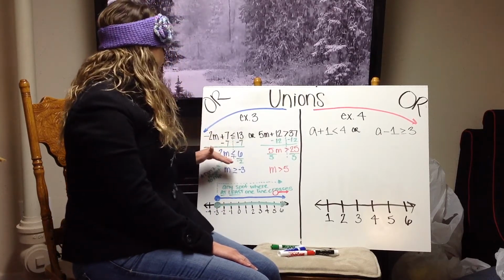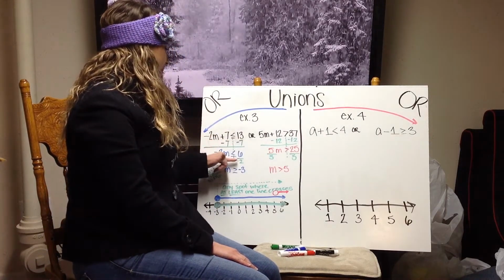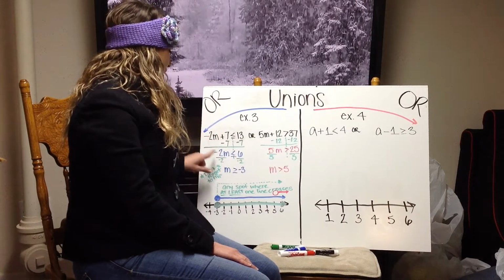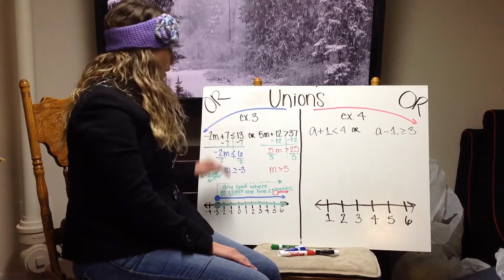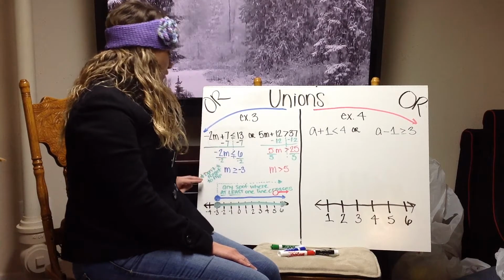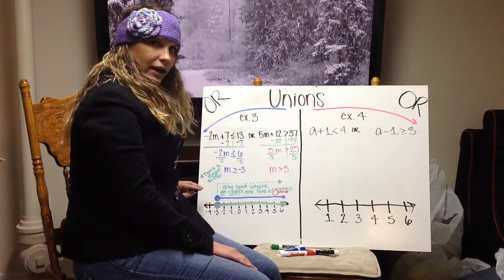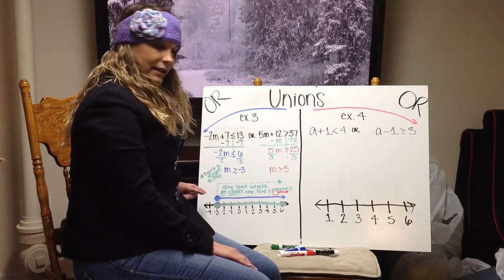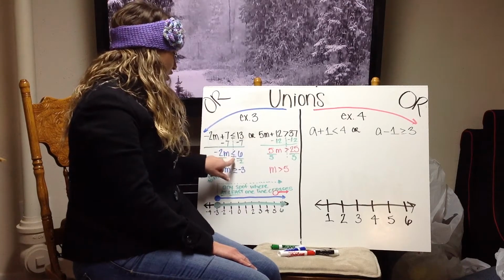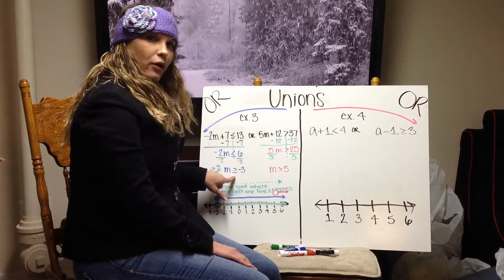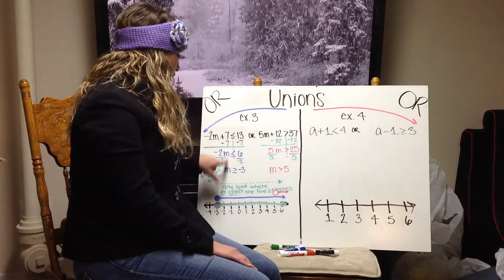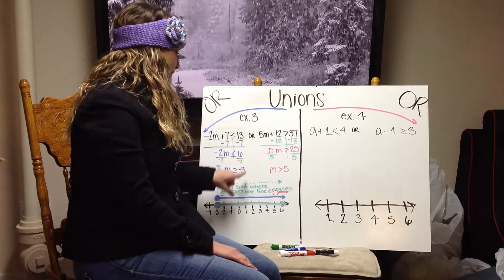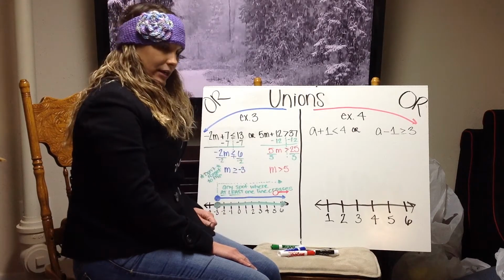So we're subtracting 7, and we're left with negative 2m is less than or equal to 6. Then we divide by that negative 2 on both sides. Don't forget, whenever you multiply or divide on both sides by a negative, you have to flip your symbol. So instead of a less than, I moved it to a greater than or equal symbol. All I'm left with is an m, and 6 divided by negative 2 is a negative 3.